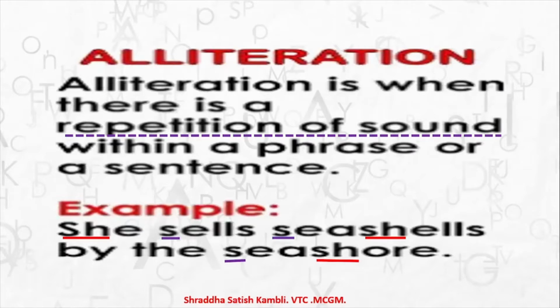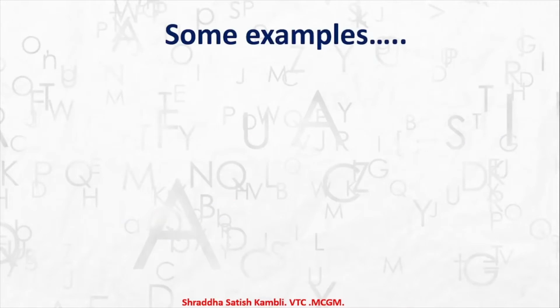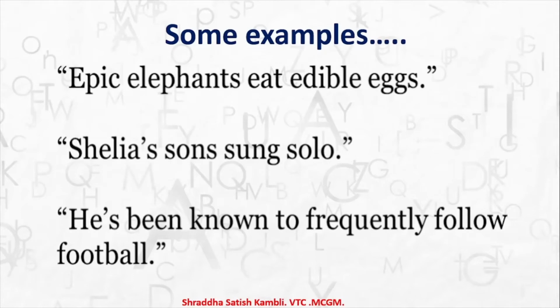Okay, so this was the first figure of speech for us. Let us take a look at some more examples of alliteration. See here, we have these sentences: epic elephants eat edible eggs. Sheila's son sung solo. He's been known to frequently follow football. Now let us see which sounds are repeated. Epic elephants eat edible eggs.